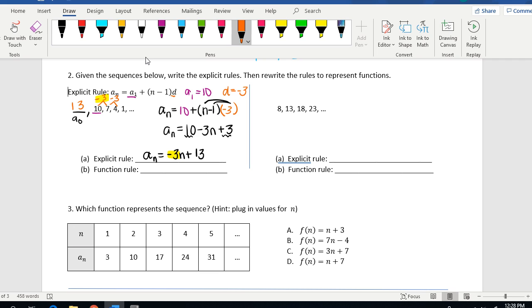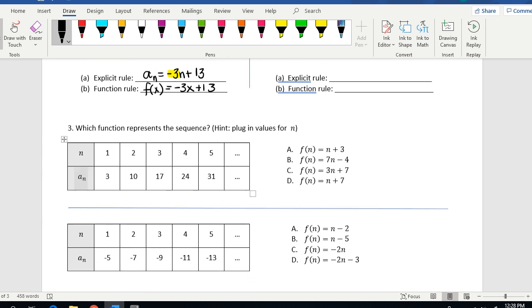All right, so here's my explicit rule. Now I'm just going to write it as a function rule, and all I'm going to do is change notation. So a sub n is now going to become f of x, and n is going to become x. And there is a function rule. Okay. All right, you try the next one and then look at the answer key on its learning.